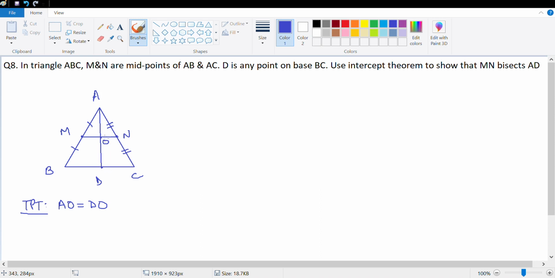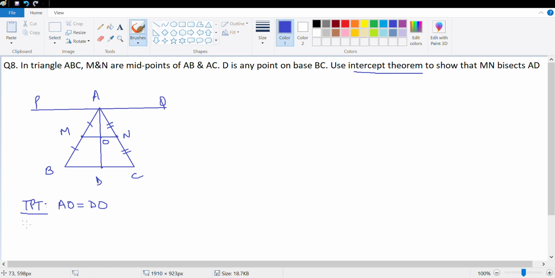But where do I get AO and DO unless I will use congruency? But the question clearly says use intercept theorem. And I know that for intercept theorem, I need to have a minimum of 3 parallel lines. So let me create a parallel line to BC. Right. So let me just draw a parallel line. Because I need a pair of 3 parallel lines and using midpoint theorem, I will definitely be able to prove that MN is parallel to BC. Perfect. So let's just write this PQ.